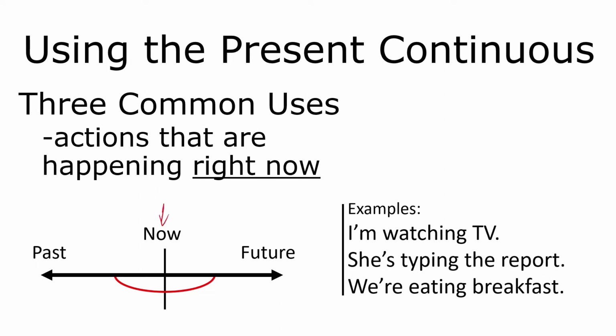Okay? Hey, do you want to go outside? No, I'm watching TV. Where's Susan? She can't talk to you right now. She's typing the report. Are you ready to go for work? I'm eating breakfast right now. I'm doing it right now. So that's one way to use it.